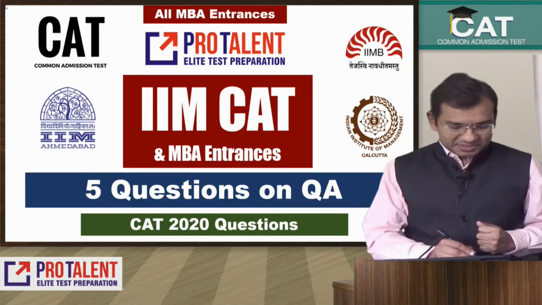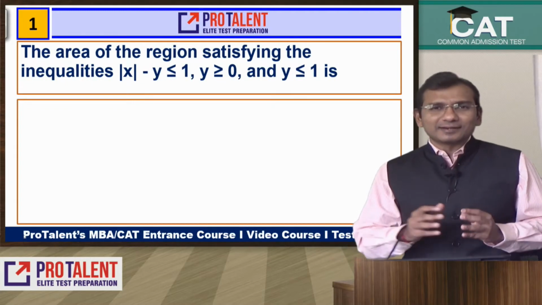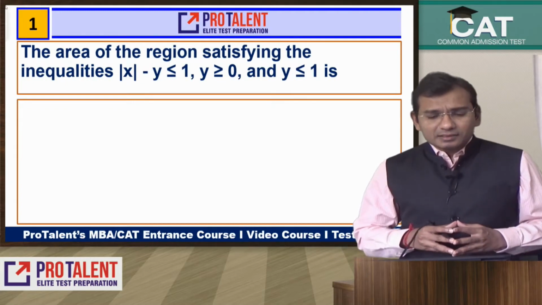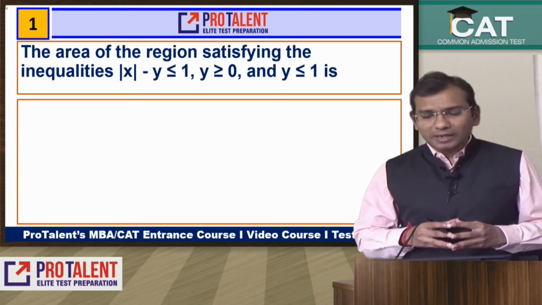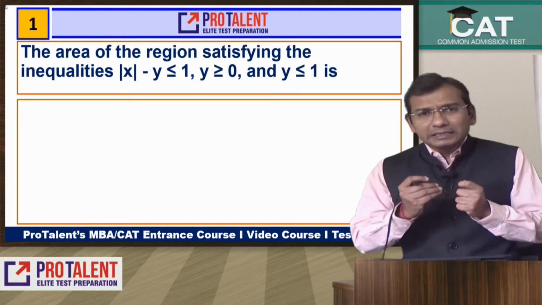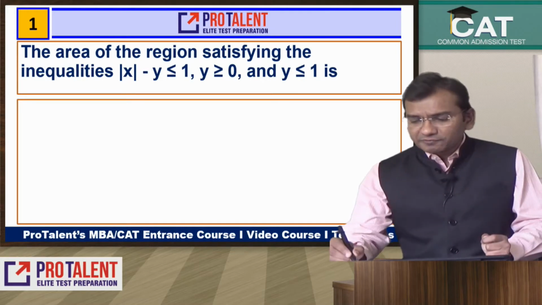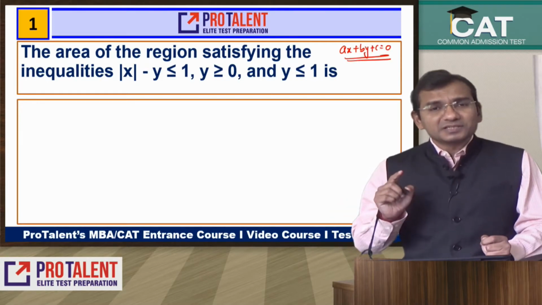Slot 1. Let me start with question number 1. Now this question number 1 is very interesting. It says the area of the region satisfying these inequalities. Now you know that any linear equation of the form ax plus by plus c equals 0 represents a line.